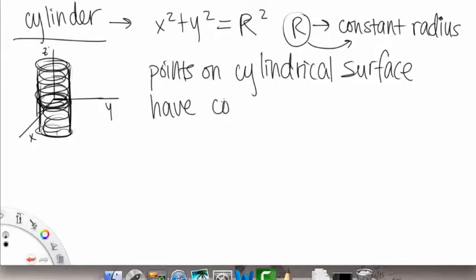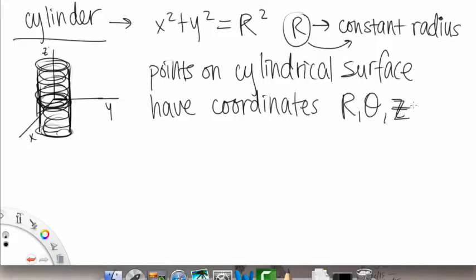So the points on the cylindrical surface have the following coordinates. They have coordinates of r and theta and z. Okay, so basically, I'll just write down what the parameterization is, and then I'll explain it after that. So these are our parameterizing variables because they change, right? They are variable, they're not a constant.